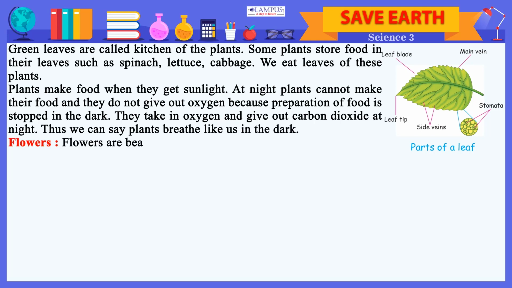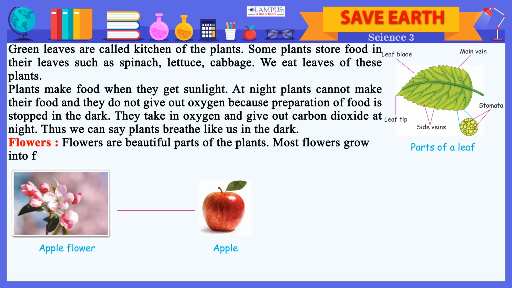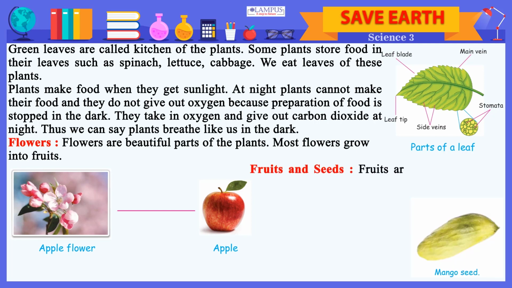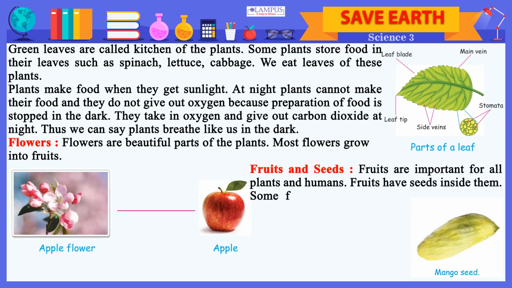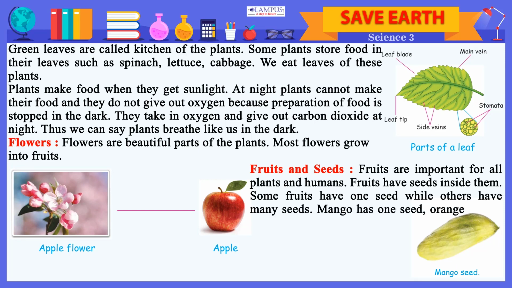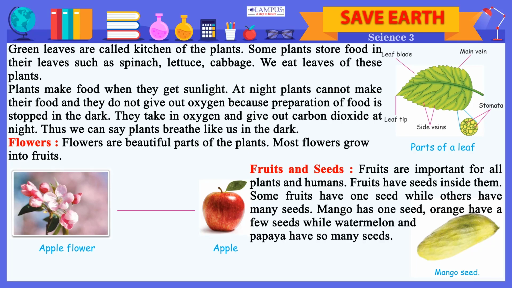Flowers. Flowers are beautiful parts of the plants. Most flowers grow into fruits. Apple flower. Apple. Fruits and seeds. Fruits are important for all plants and humans. Fruits have seeds inside them. Some fruits have one seed while others have many seeds. Mango has one seed. Orange have a few seeds while watermelon and papaya have so many seeds.